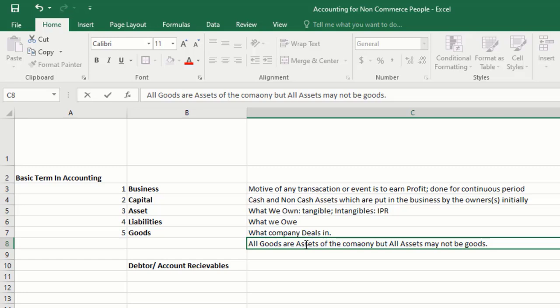Even the counter table of the shopkeeper, he will not sell this even if he is selling furniture. He will say, this is my table, this is my counter, this is my business counter. I will not sell it to you. The other furniture is meant for sale. So all goods are assets of the company. This is very important.